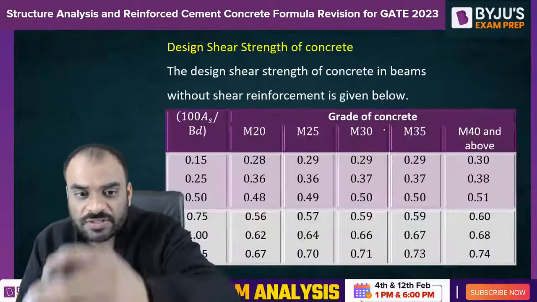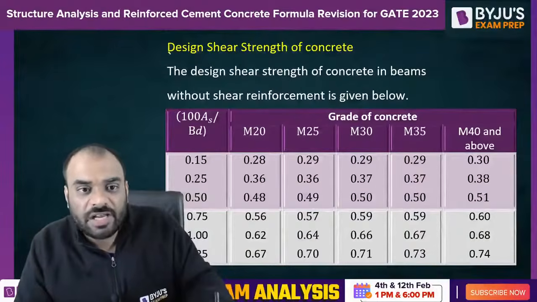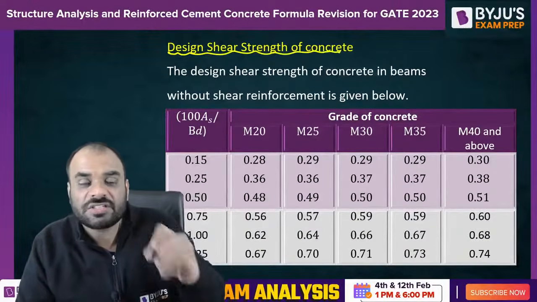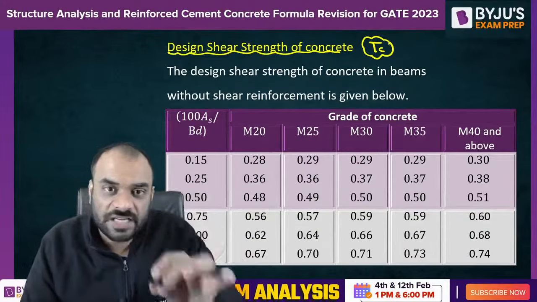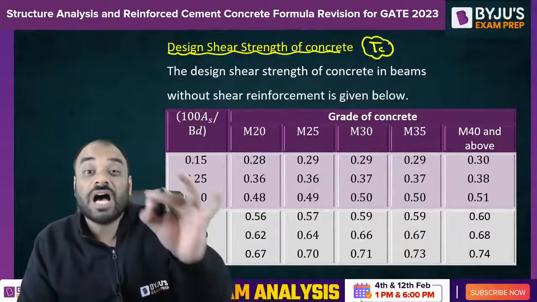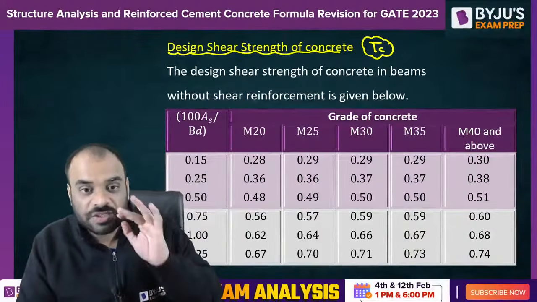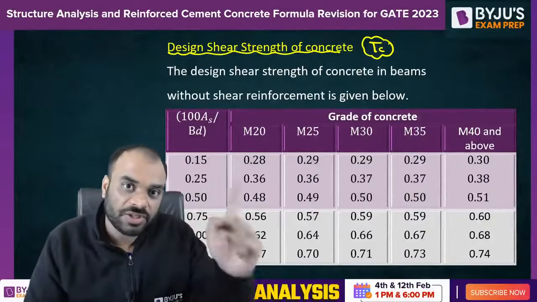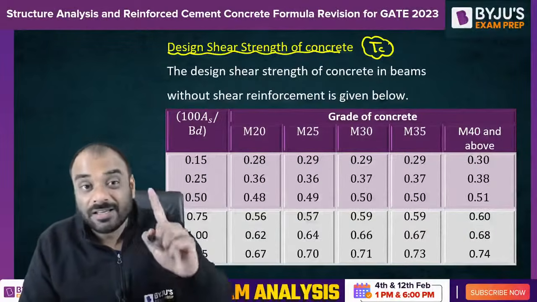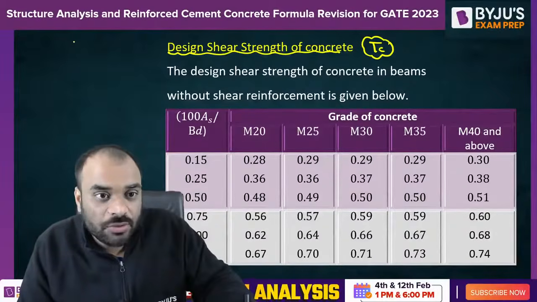Nominal shear stress. Now guys, the next value is the design shear strength of concrete, which is nothing but tau c. And tau c is the design shear strength of concrete without shear reinforcement. Now this value will depend upon two things. One is percentage of tension reinforcement, and second is grade of concrete. How you can calculate percentage of tension reinforcement? It is very easy.